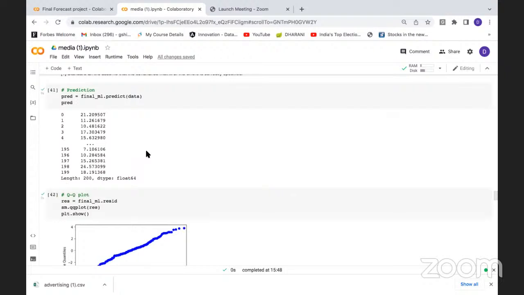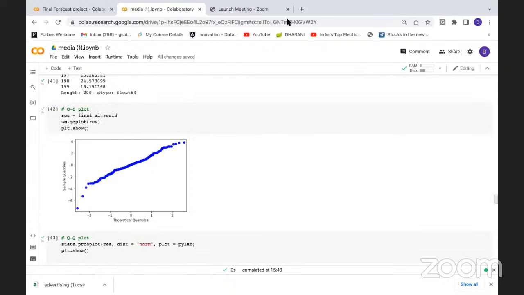Now there are certain things we need to focus on. What is the error now? You have your final model built. In that you are getting something called residuals. Residuals are nothing but errors. So what you should do, you take these residuals and you do a QQ plot.